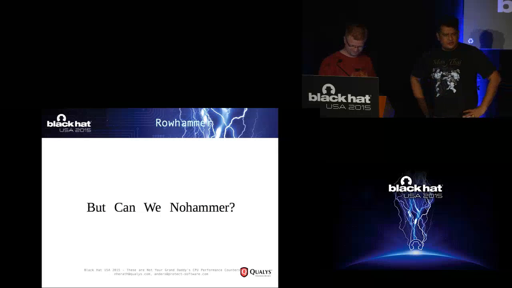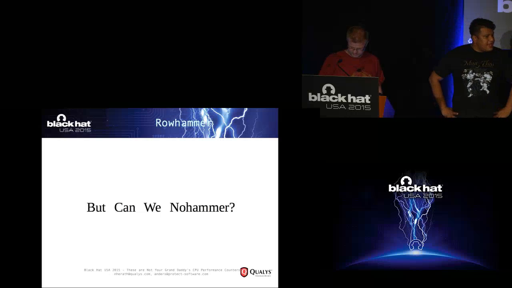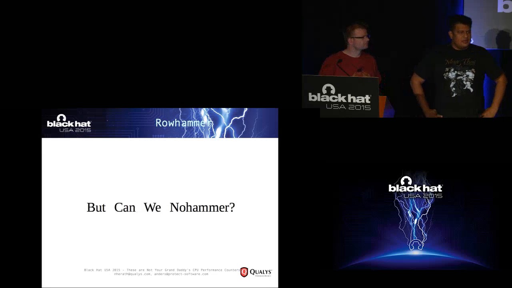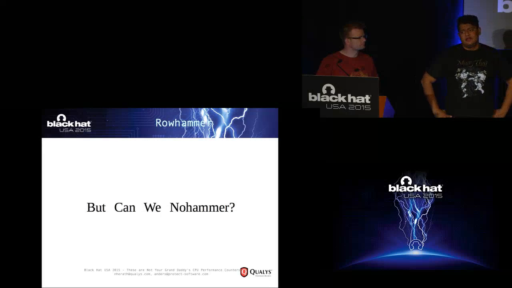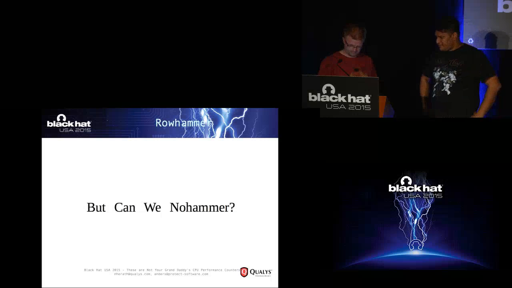Okay. So now we are going to start. We're going to look at how we can mitigate a low-level problem like RowHammer using the performance counters.